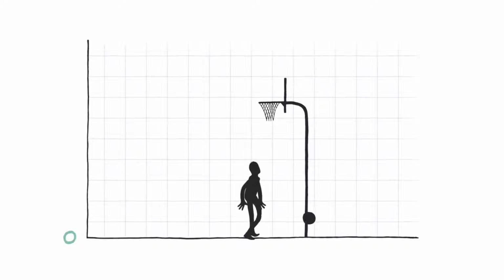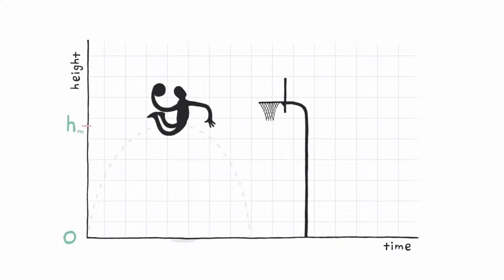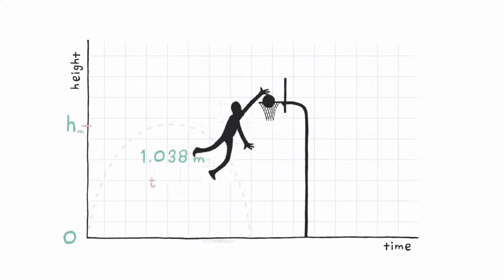Since the formula is quadratic, the relationship between height and time spent in the air has the shape of a parabola. So what does it tell us about MJ's dunk? Well, the parabola's vertex shows us his maximum height off the ground at 1.038 meters. And the x-intercepts tell us when he took off and when he landed, with the difference being the hang time.